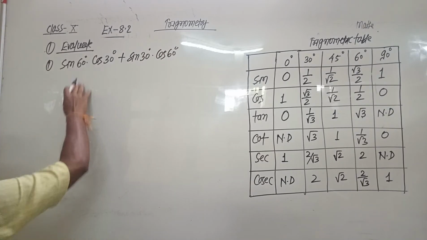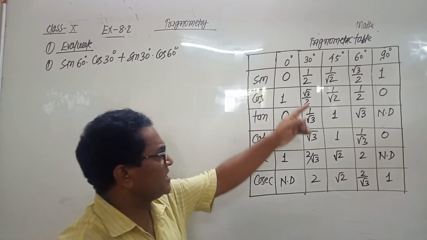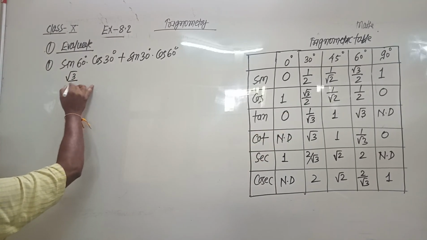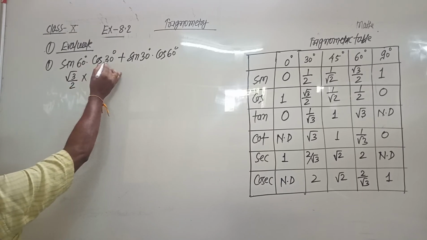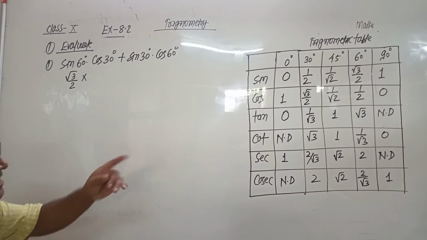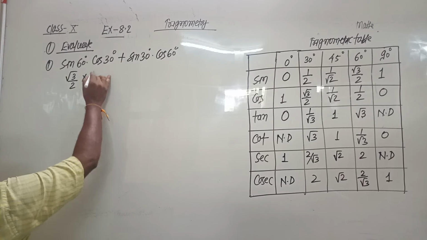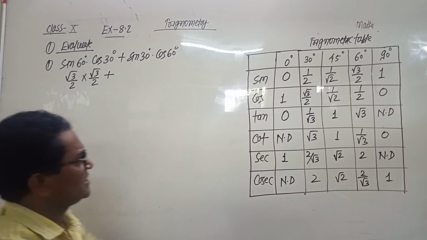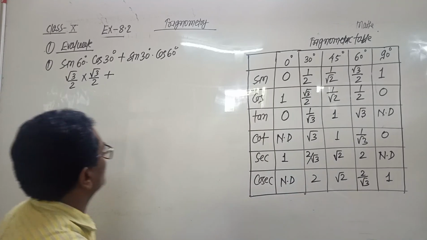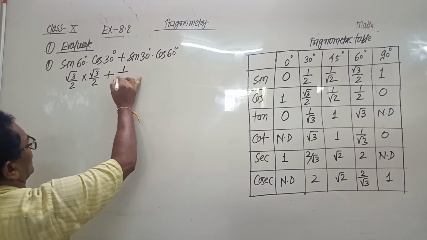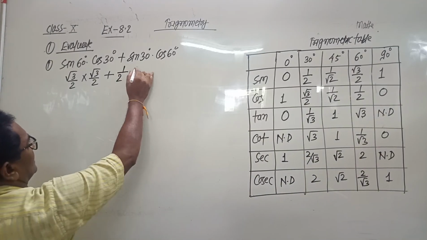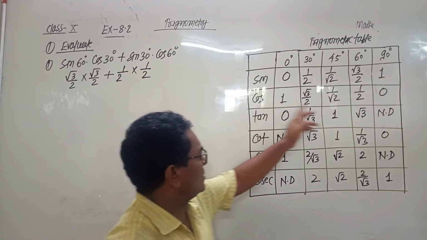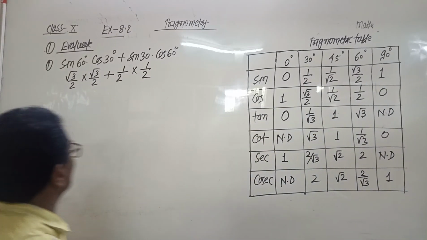So write the value. The value of sin 60 degree is root 3 by 2. Here is the multiplication sign. The value of cos 30 degree is root 3 by 2. The value of sin 30 degree is 1 by 2. And the value of cos 60 degree is also 1 by 2.